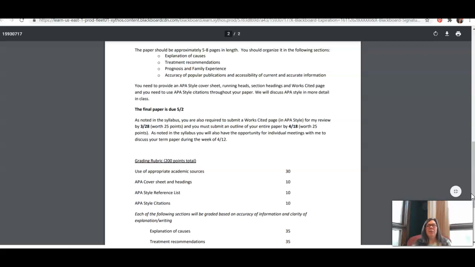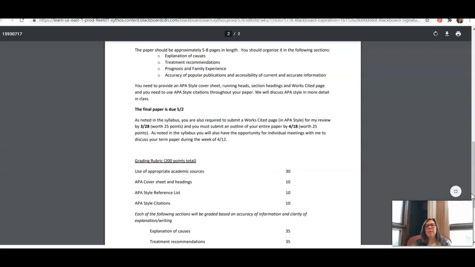I don't know that I've ever read a term paper in response to this assignment that was fewer than 5 pages that did its job. So just keep that in mind. And so you're going to organize in the sections that we talked about: explanation of causes, treatment recommendations, prognosis and family experience, and then those popular publication comparisons.